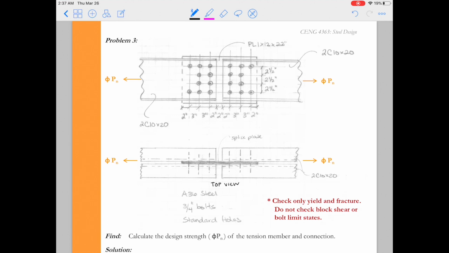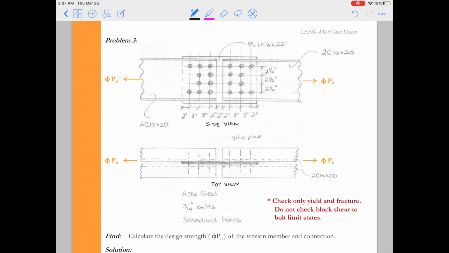Just so we orient ourselves to the problem, this is the top view, the second figure here. And you can kind of see then the two channel sections. So they're back-to-back channel sections that are our tension member. And then when we look at the side view, we can kind of see the details on the connection geometry.